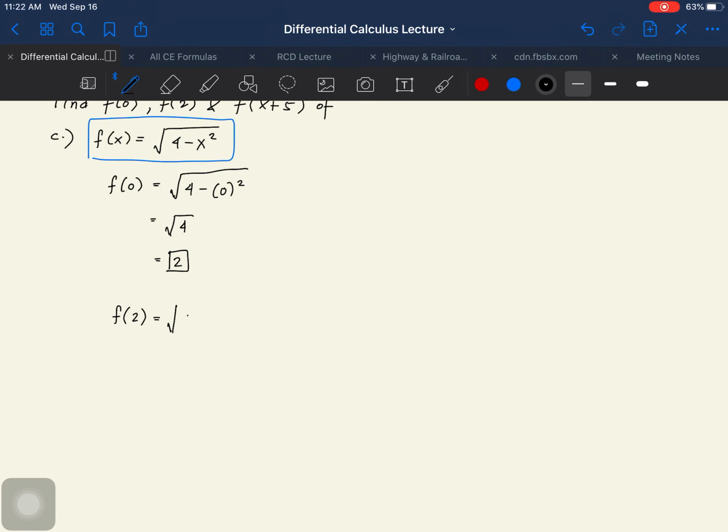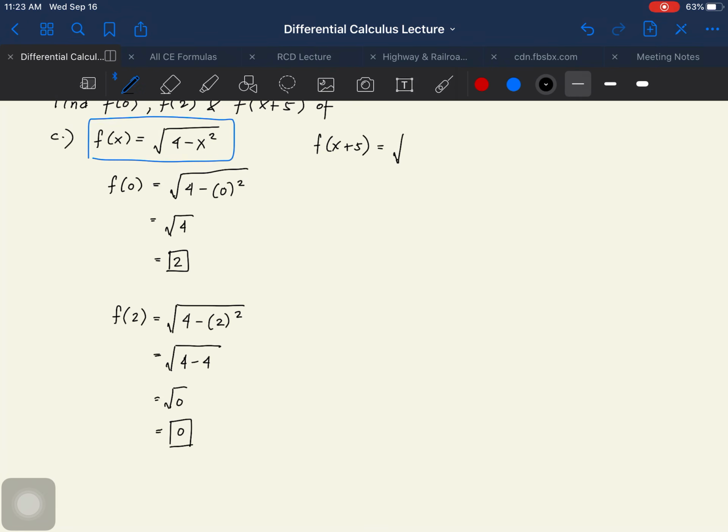Next, we have f of 2. Substitute the value of x with 2. So we have the square root of 4 minus parenthesis 2 squared, which is the square root of 4 minus 4. Ooh, so what's this? Square root of 0. What's the square root of 0? Square root of nothing is nothing. So happy to see that nothing. So easy, right?